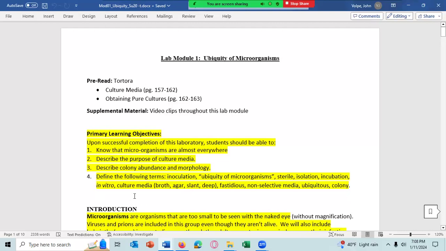media, and of a culture media, we have different types. There can be a broth, that's a liquid media, and then you can have an agar, that's a solid culture media. You can add agar to a liquid culture media to make it a solid. You can add a few other things, mainly gelatin and starch, to make it solid. But most of the time when we make a media solid in microbiology, we're adding agar. And then a slant and a deep, and I'll talk about them later. What's something that's fastidious? What's a non-selective media? What is ubiquitous? And what is a colony?